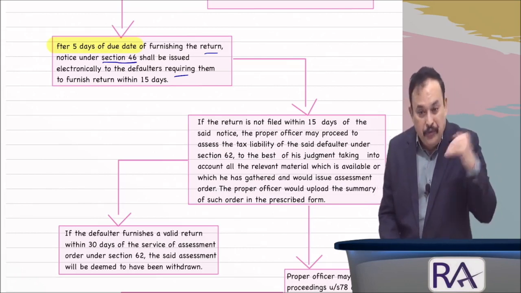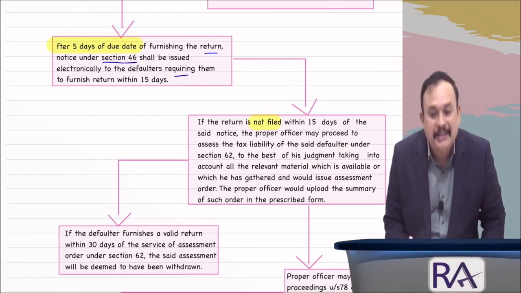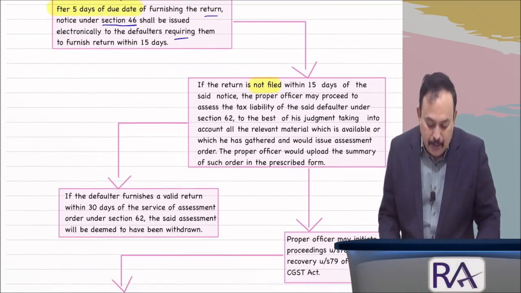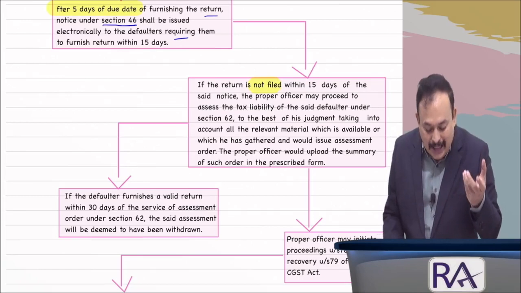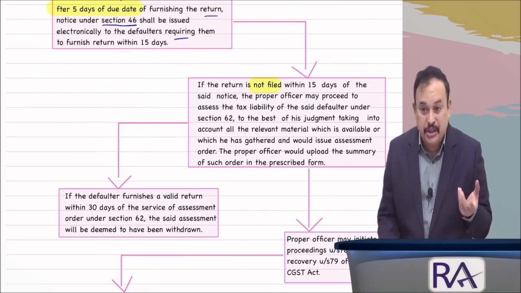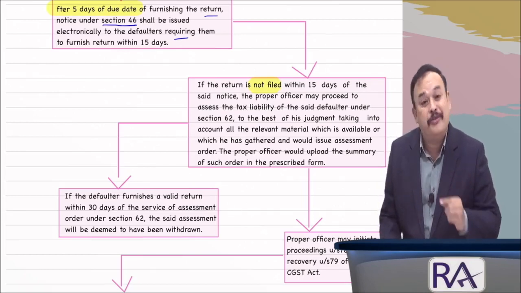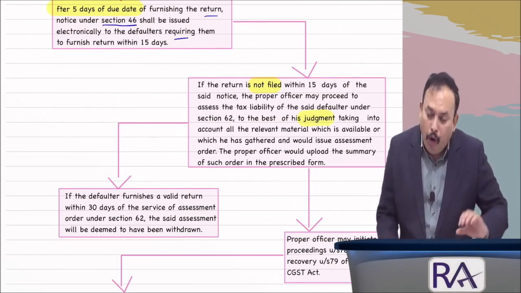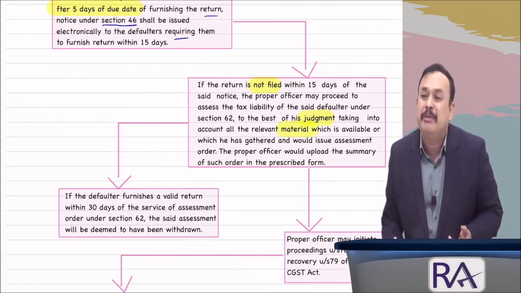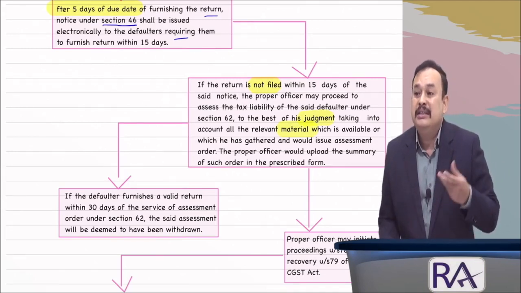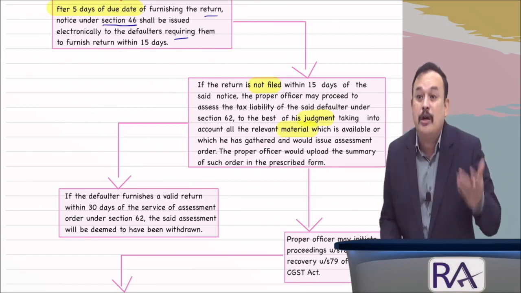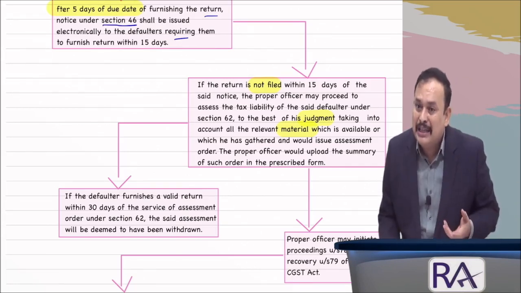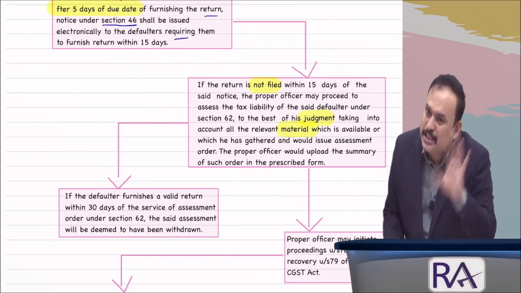Is that clear, sir? Further, if the return is not filed within 15 days of the said notice, the proper officer may proceed to assess the tax liability of the said defaulter under section 62, namely assessment of non-filers of return, to the best of his judgment, taking into account all the relevant material. What do you mean by relevant material? Taking into account the tax return, GSTR-1 return, output tax liability, the annual return of the previous year or the current year, or maybe any other relevant information, receipt or issuance of goods, or the information gathered from third parties, as the case may be.